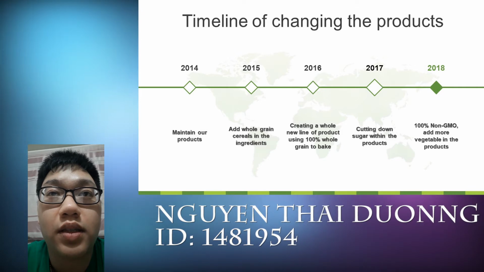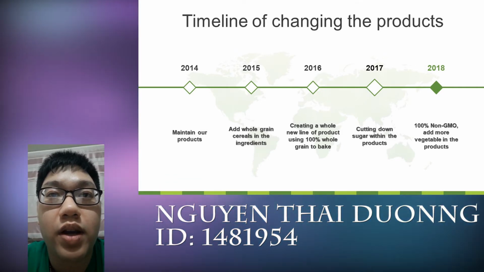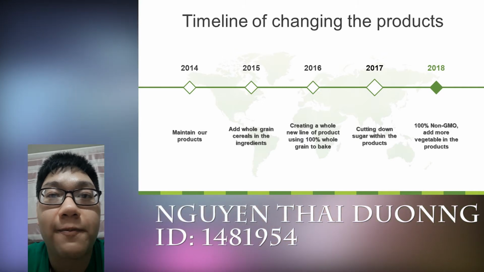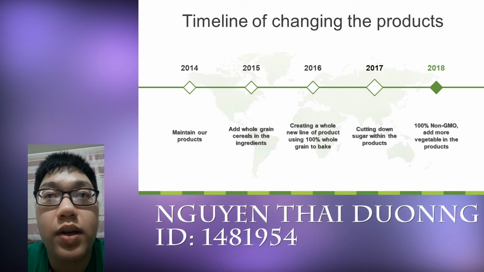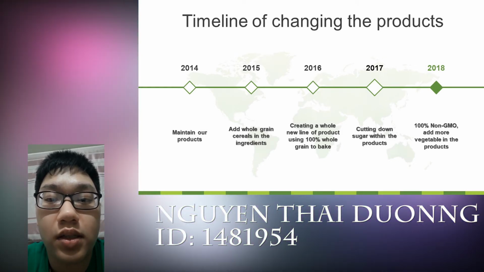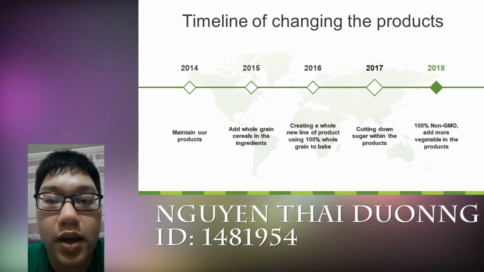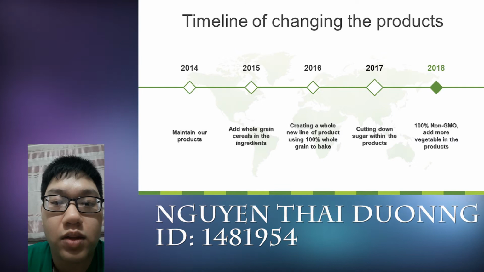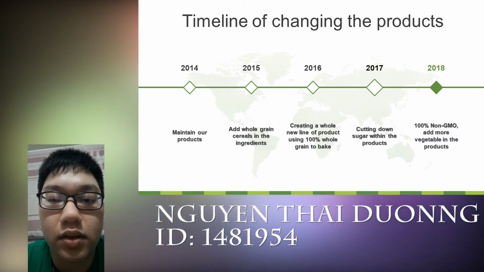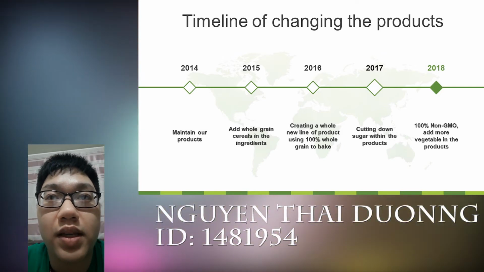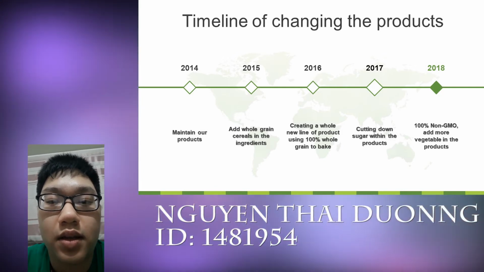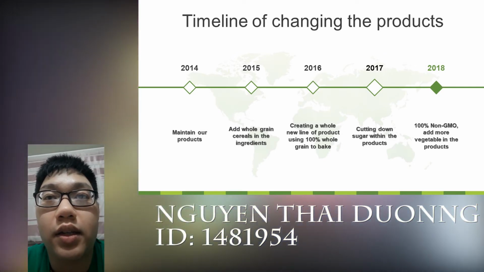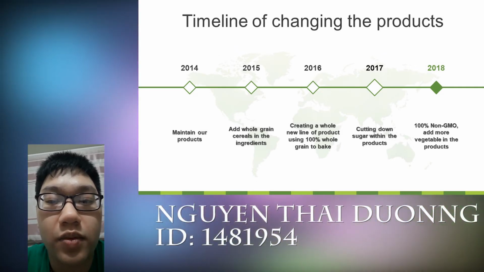Next, in 2016, we will create a whole new line of products using 100% whole cereals to bake, and the next year we will cut down sugar within the products, because sugar now is related to some cancers, so it is healthier if we can reduce the amount of sugar. And then by the year 2018, Tim Hortons products will be 100% non-GMO, and they have to add more vegetables in their products.